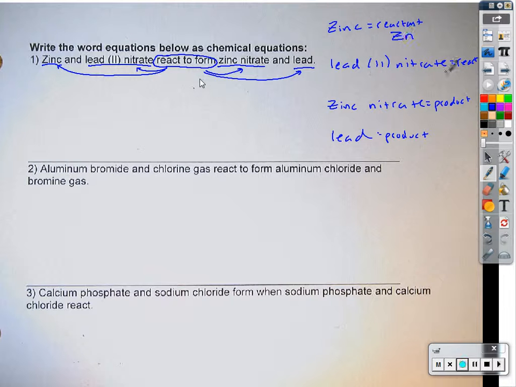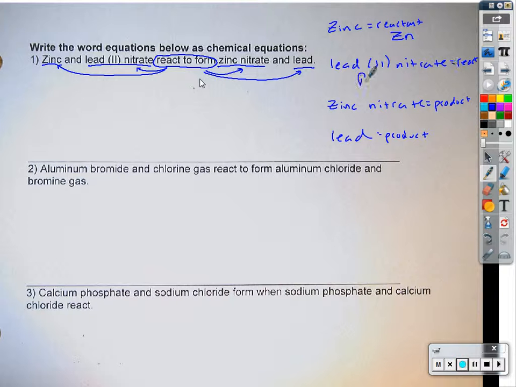Lead 2 nitrate. That's ionic. And there's a couple of ways I know that's ionic. First of all, it's got a Roman numeral in the name. Only ionic compounds can have Roman numerals. The second way that I know it's ionic is there's no prefixes there. No monos, dis, tris, tetras, etc. This is ionic. And when it's ionic, I've got to do the crisscross method.